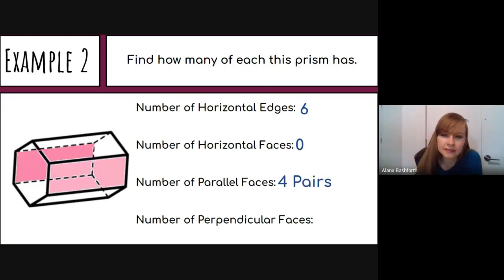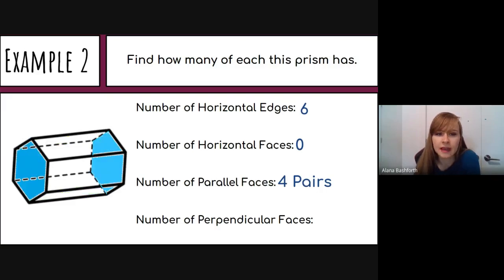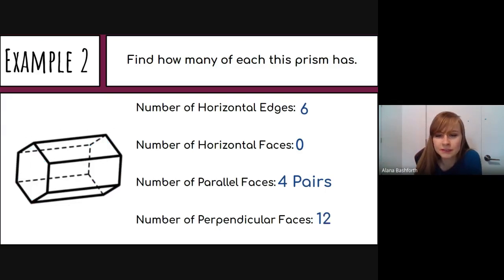Number of parallel faces, there are 4 pairs. So in the pink is the first one, 2 here, 3, and 4. They have to be like this. Like if they were to extend, they would never ever meet. And so in a hexagonal prism, that's the way it is. And the number of perpendicular faces, there are 12. Wherever the rectangles meet the hexagon, that is perpendicular.